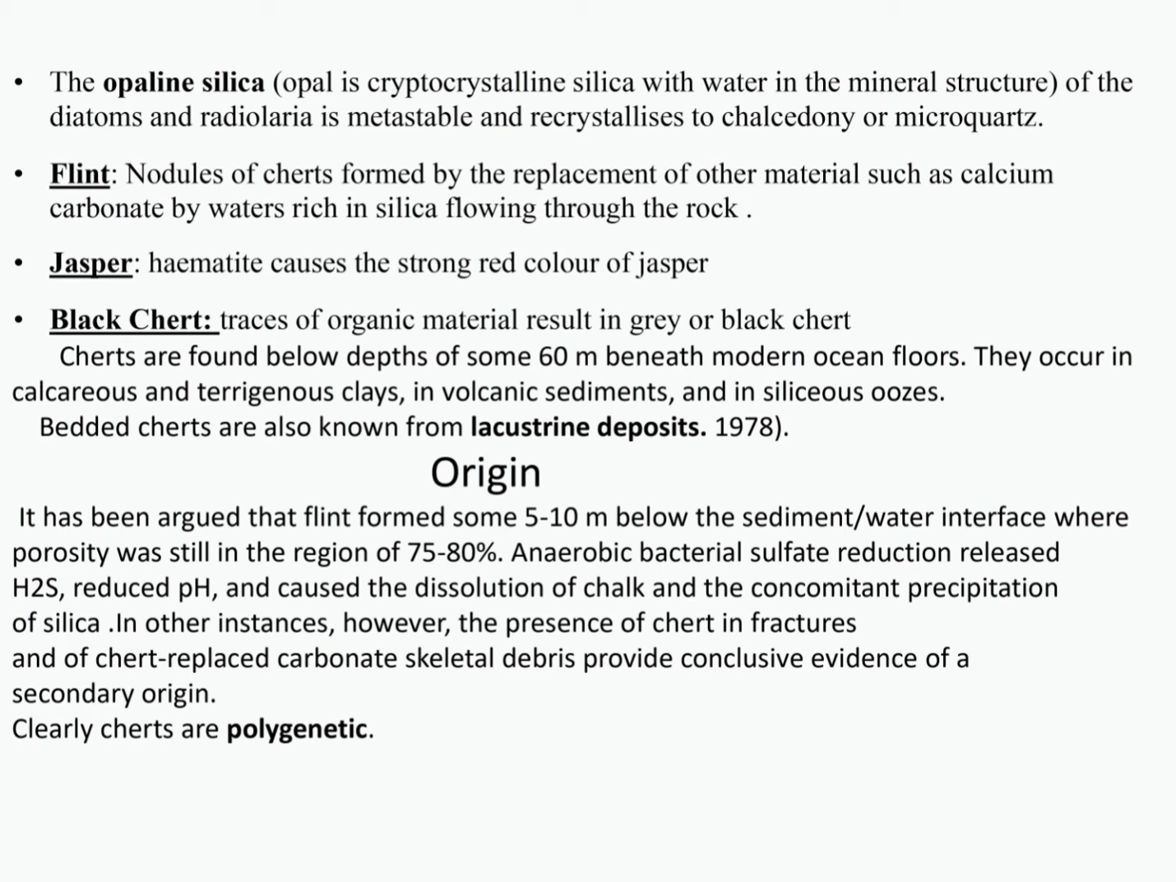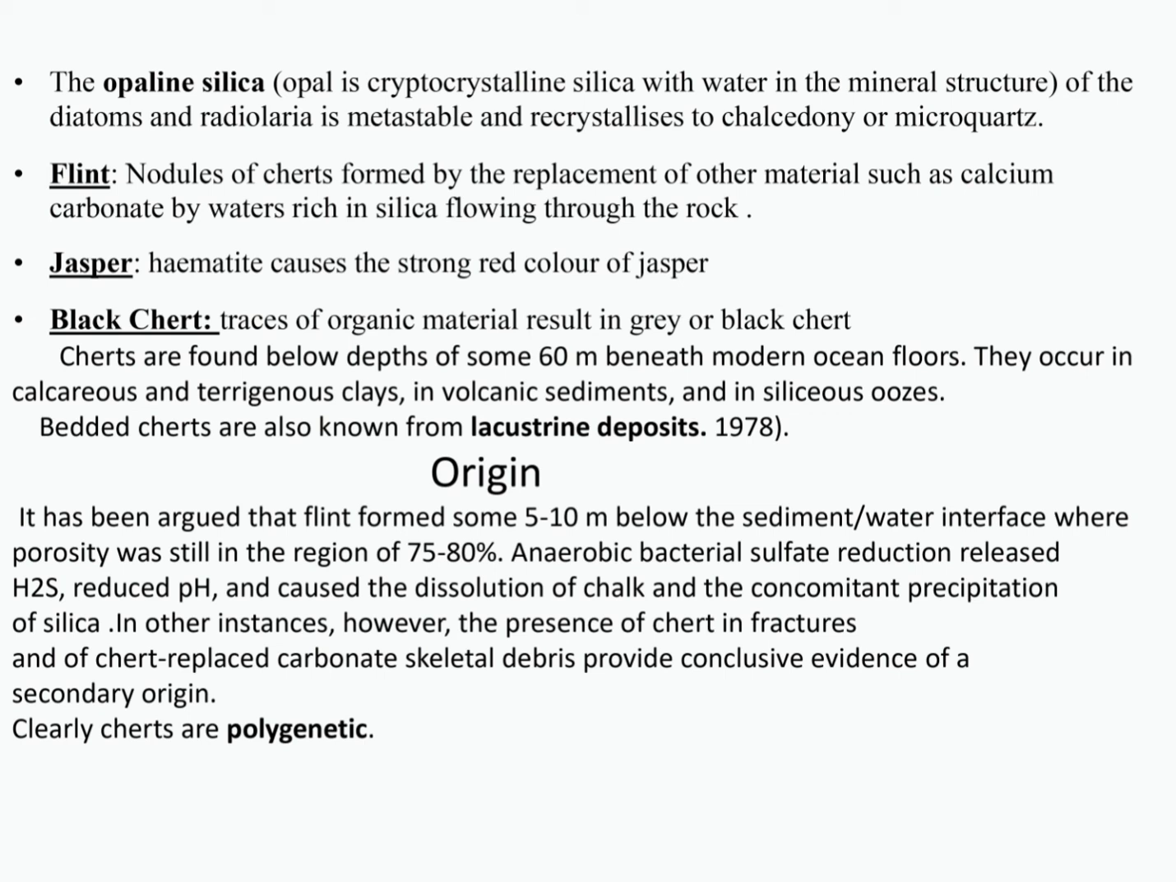Now we will discuss jasper. Hematite causes the strong red color of jasper. Jasper is also a type of chert which imparts red color, and this red color is due to hematite. Hematite has the red color, so it gives the color to the jasper. Now we also have black chert. The traces of organic material result in gray or black chert.